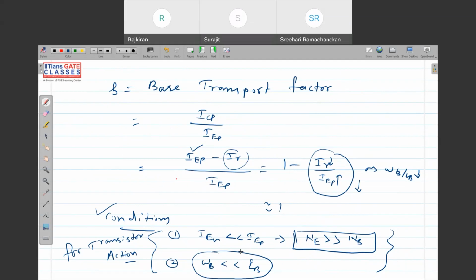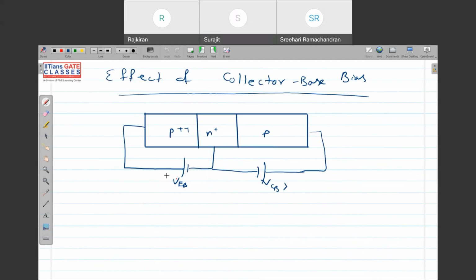Yeah. So from now onward, I will take these two conditions as true. Then if VEB is constant, we will see what will happen if VCB is increasing. What will happen if VCB increases? Fine, so let's take the case.